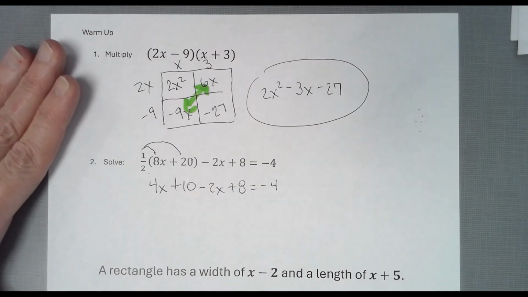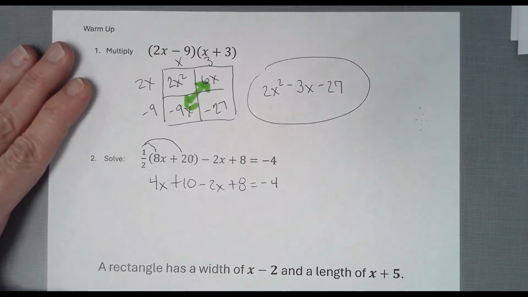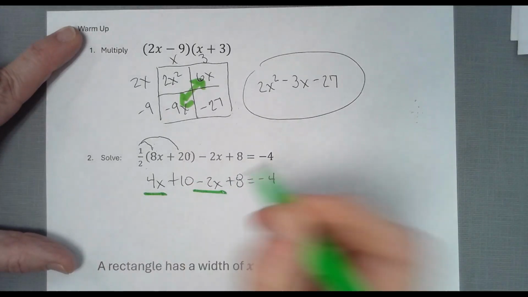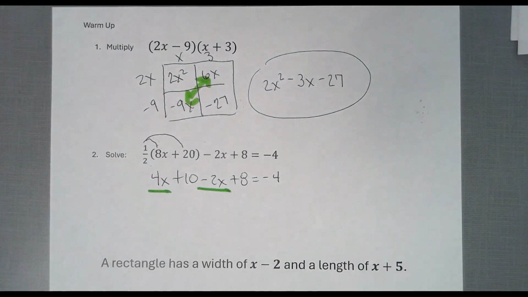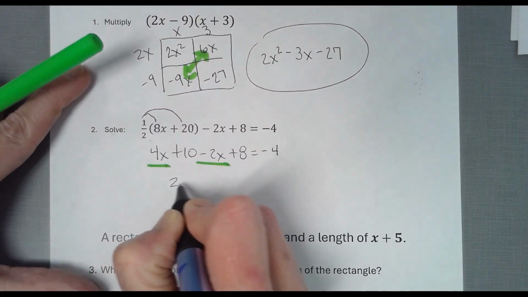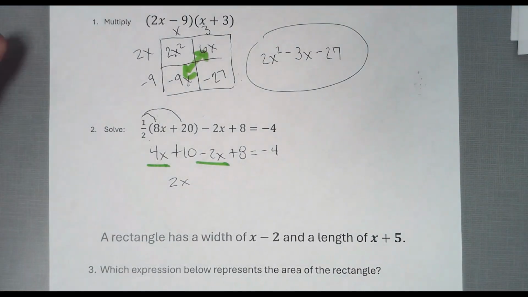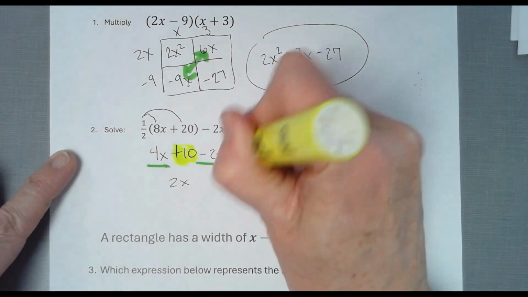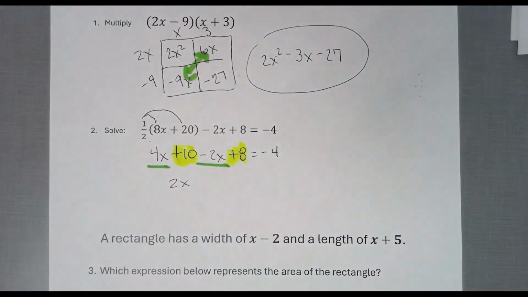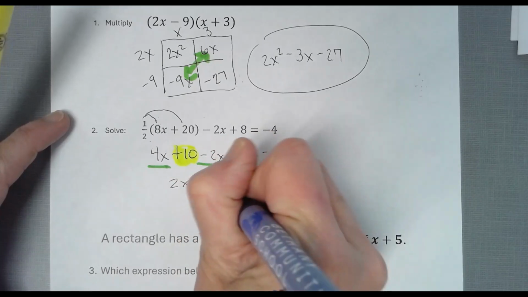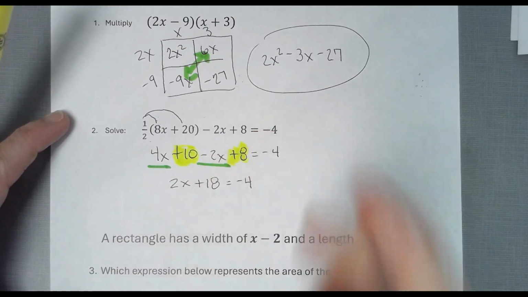What's the next step on the board tell you to do? Combine like terms. 4x goes with negative 2x. What do I get when I combine 4 minus 2? 2x. Positive 10 and positive 8 can be combined to get positive 18. Bring down your equal sign, bring down your negative 4.